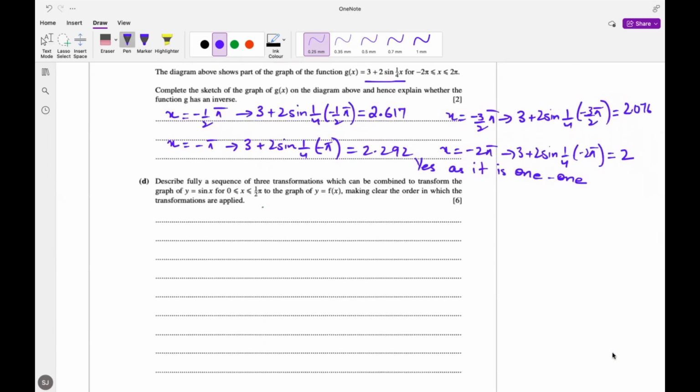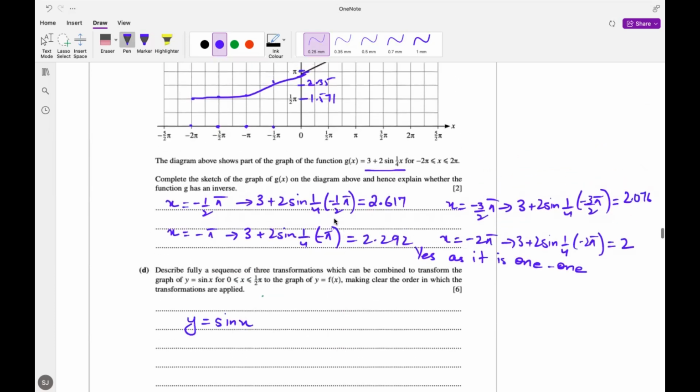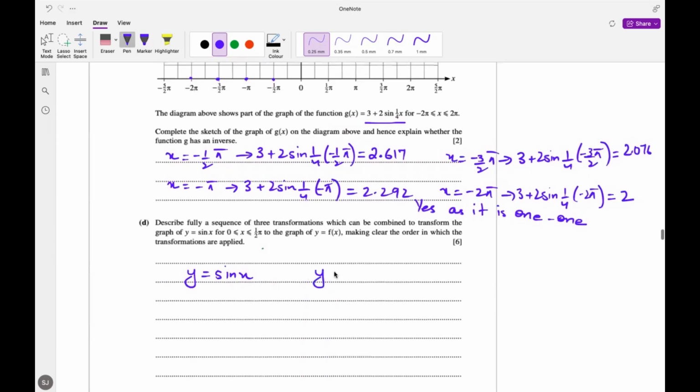In part D, it is asking us to describe a sequence of transformations which will combine to transform y equals sine of x onto the graph of y equals f of x. So we had y equals sine of x, and we have to transform it to y equals f of x, which was 3 plus 2 sine of 1 upon 4x. As we have to describe three transformations, we'll go step by step.